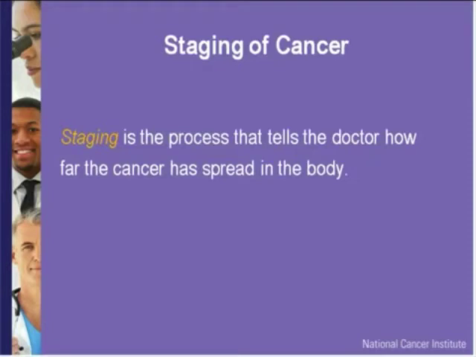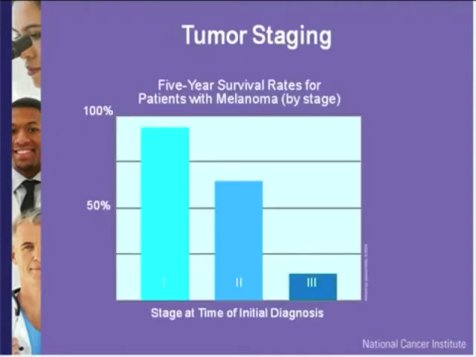So we'll talk now about staging of cancer. Staging, so grading was looking at an individual cell. Now we can think about staging as being about the whole body. So staging is the process that tells the clinician how far the cancer has spread throughout the body.